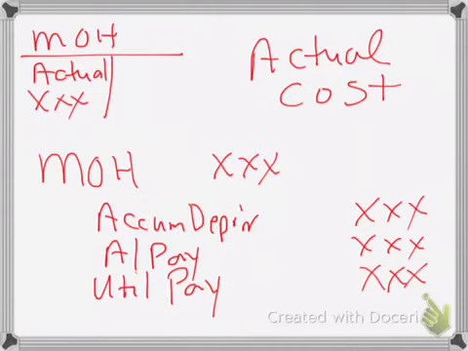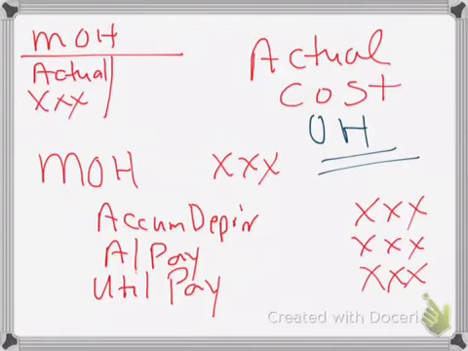The next thing to look at are my actual overhead costs. When I look at my actual overhead costs, remember those are always going to be on the debit side of manufacturing overhead. So these could be things like depreciation expense, utility expense. Any of those expenses are not going to be called expenses anymore because they're going into overhead.